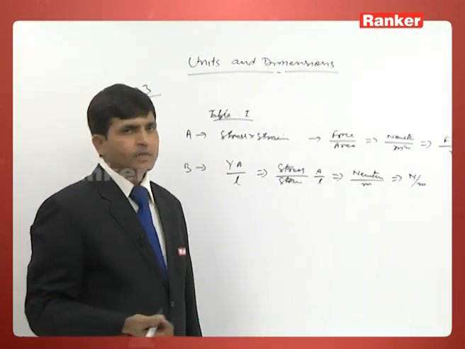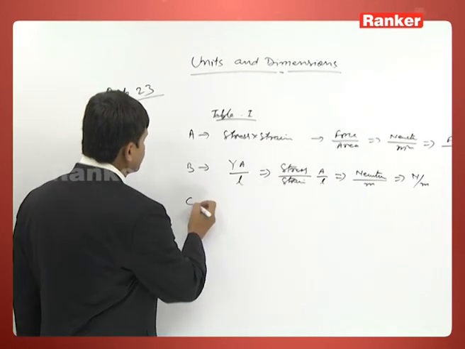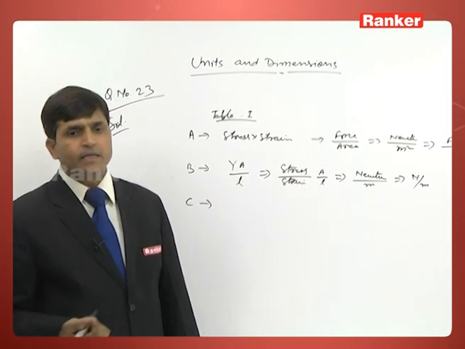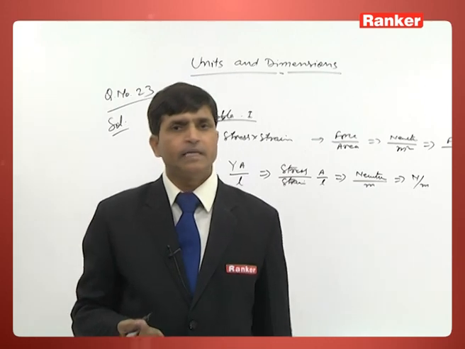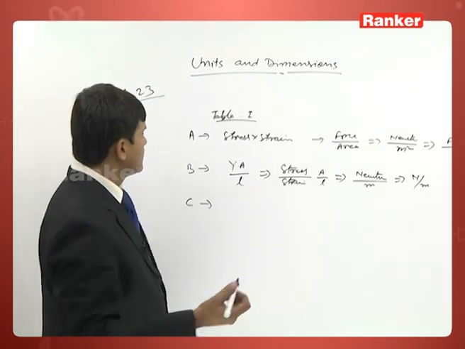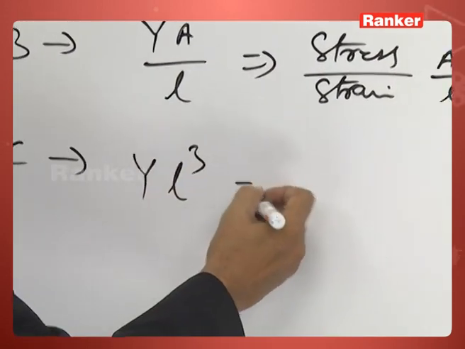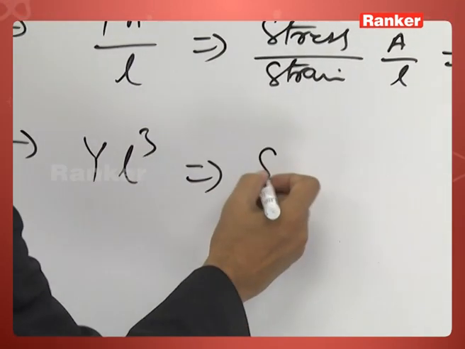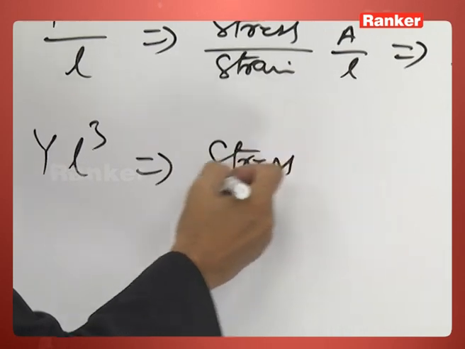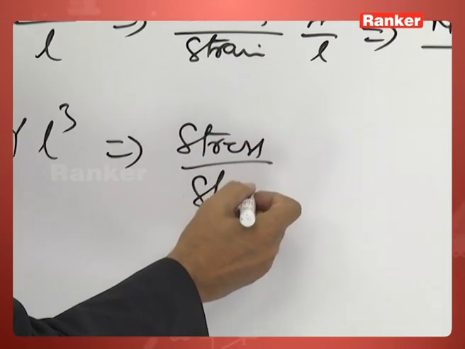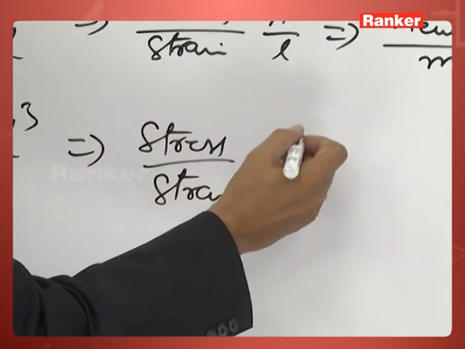Next one, our relation is C. In table 1, C option is Y into L cube. So Y again is Young's modulus. Y into L cube. Young's modulus here is stress by strain into L cube.